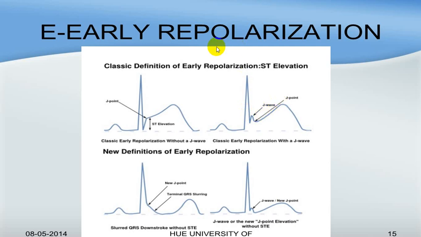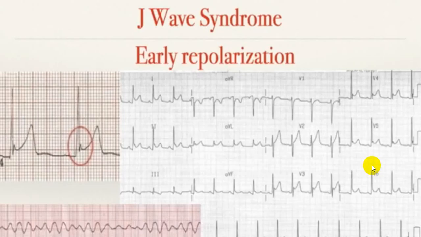So presence of a J wave is very useful, and also along with that, whether there is ST elevation or ST elevation is not there, that is also useful. So J wave syndromes means at the J point, if you get a J wave, it tells you that it is early repolarization. So J wave syndromes will include early repolarization syndromes like benign early repolarization and other types. Another, you will have to differentiate from pericarditis.